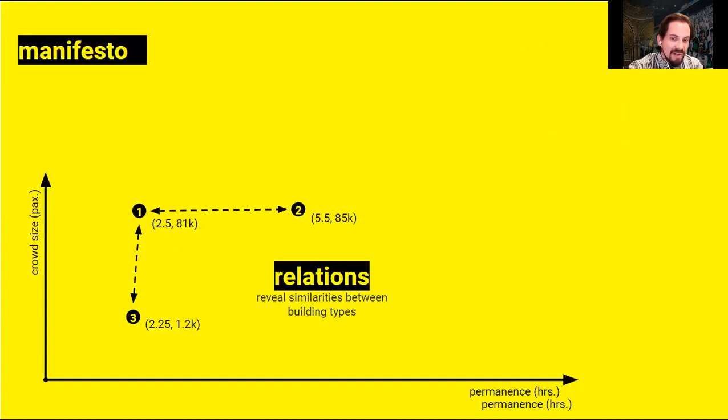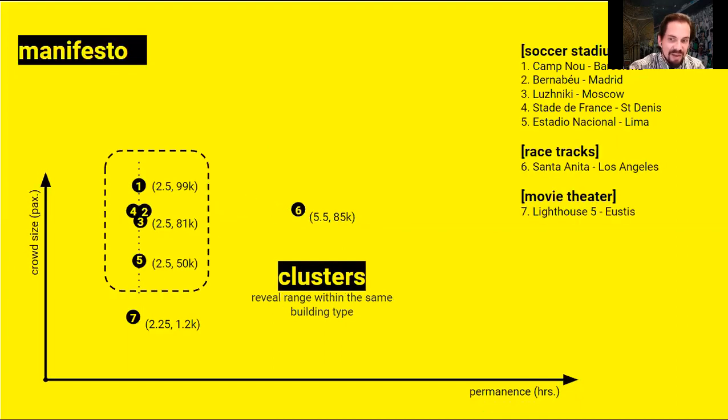By mapping buildings in this way, we can see how they relate to each other more clearly. The stadium and the racetracks share the same crowd size, but the stadium and the movie theater share the same permanence. This method of mapping also allows us to identify the occupancy range of building types.